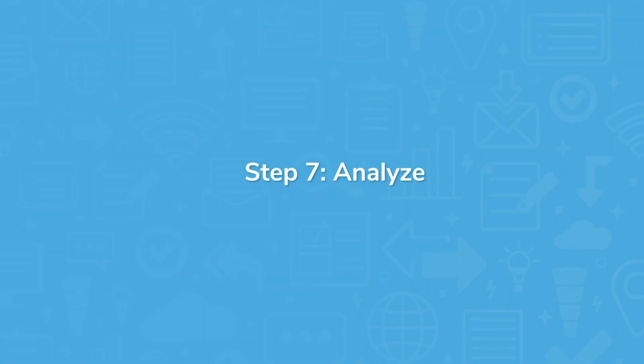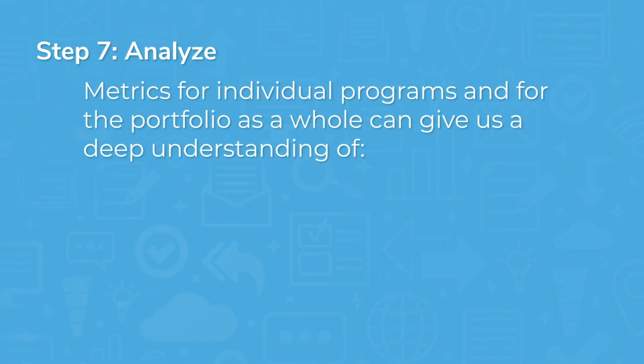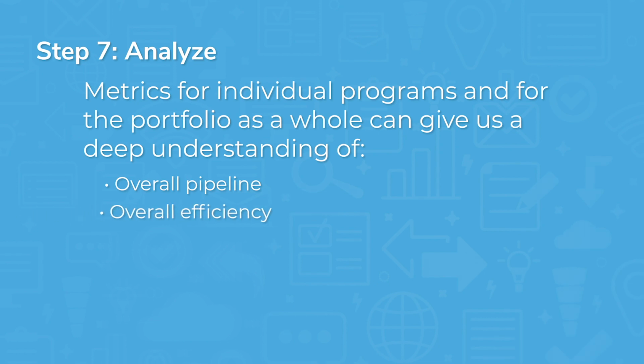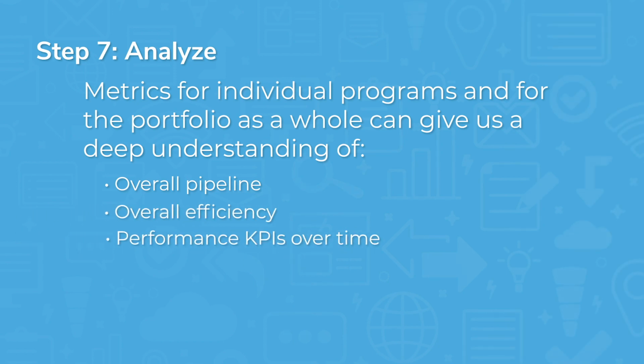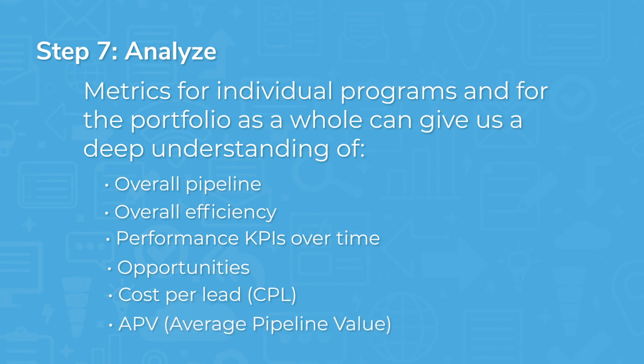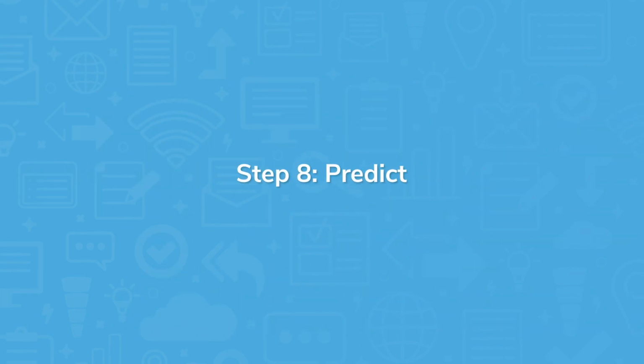Step 7. Analyze. When taken together, these metrics for individual programs and for the portfolio as a whole can give us a deep understanding of overall pipeline, overall efficiency, performance KPIs over time, especially opportunities, CPL, and average pipeline value, or APV. Step 8. Predict.